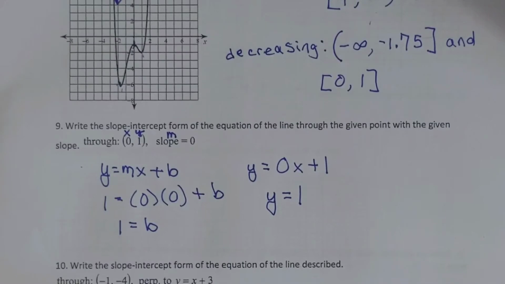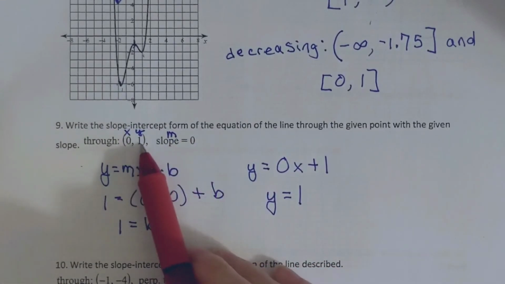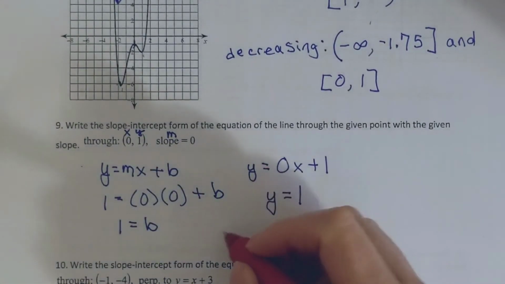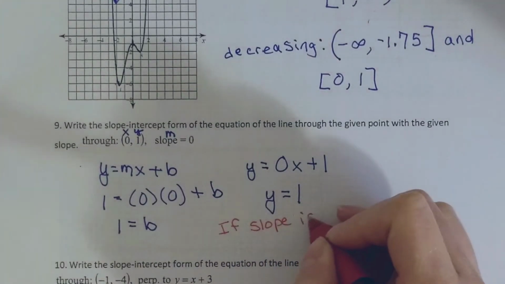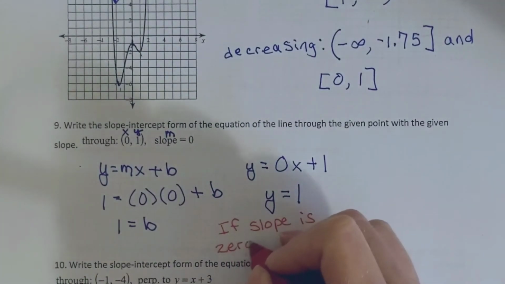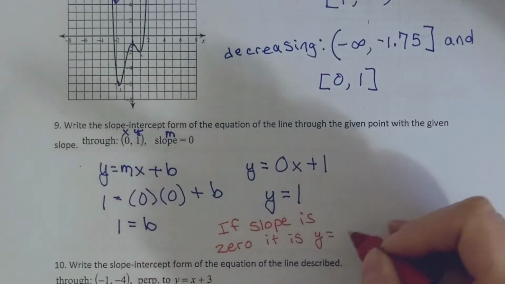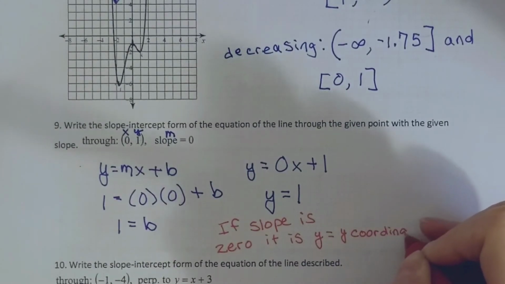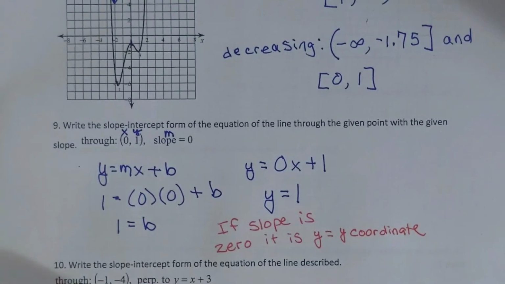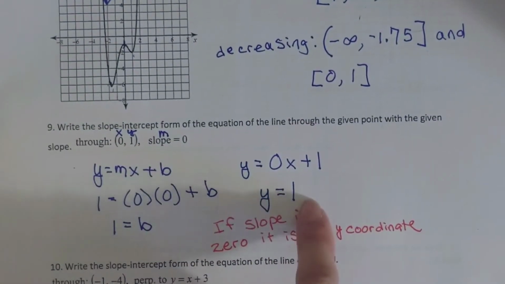And there is a trick to this. Because the slope is 0, the trick is you just always list the y coordinate. And that will happen every single time. So if I had made the 1 be 3, our answer would be y equals 3.